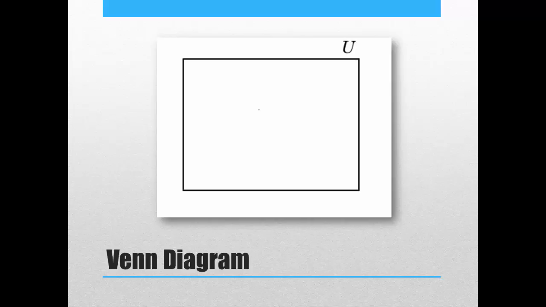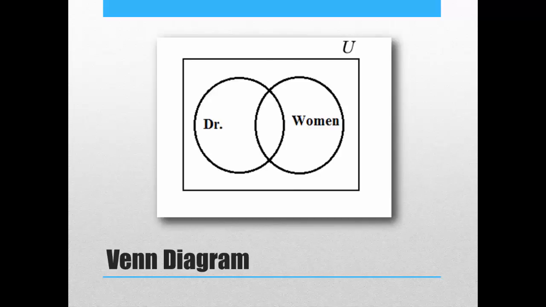Let's recap the different areas of our Venn diagram. First, we have the set of all doctors in our universe. We then move on to the set of all women in our universe. Notice the difference here with this set. This set indicates the set of all doctors that are not women, i.e., male doctors. We also have the set of women who are not doctors.